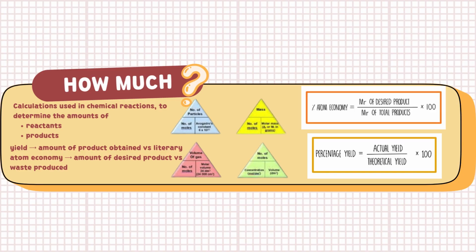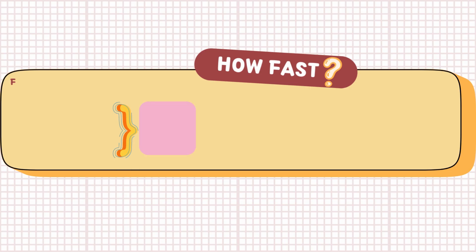Atom economy equals the molar mass of the desired product divided by the molar mass of all products, times 100. This relates to sustainability. Higher atom economy means less waste. These are vital when discussing industrial processes or green chemistry. Here, we focus on the rate of reaction, or how quickly reactants are converted to products.